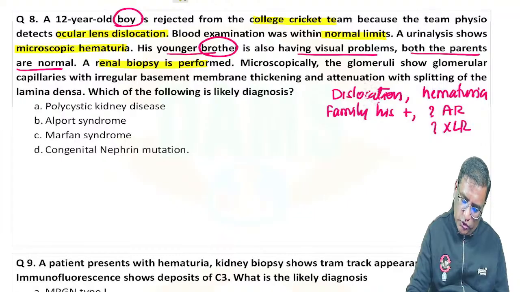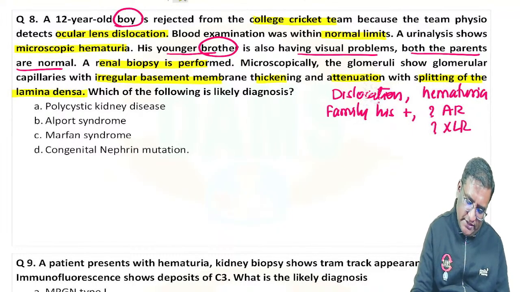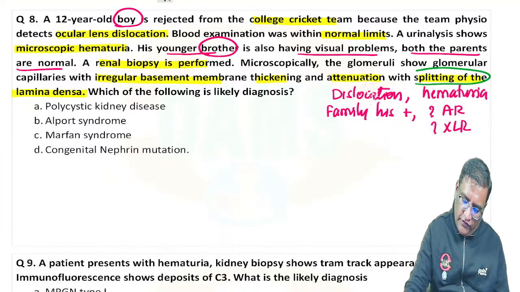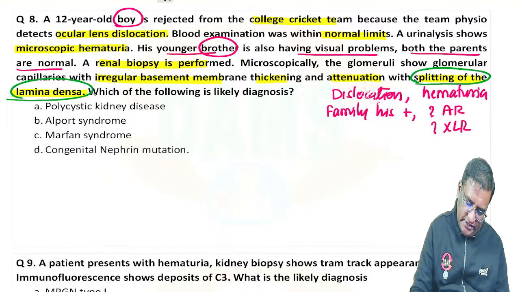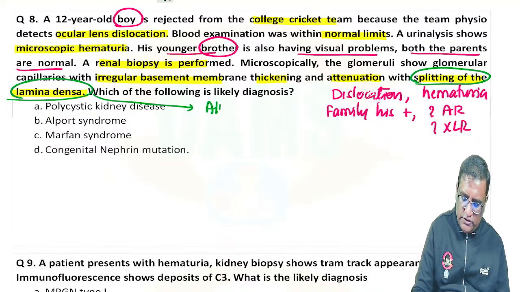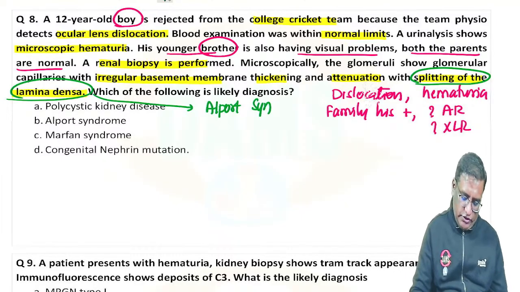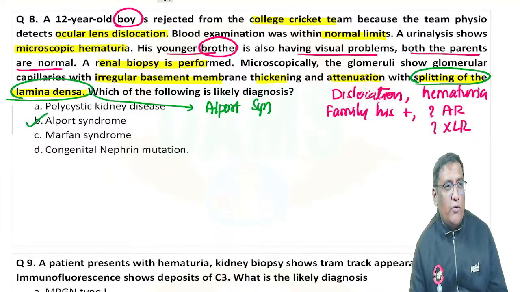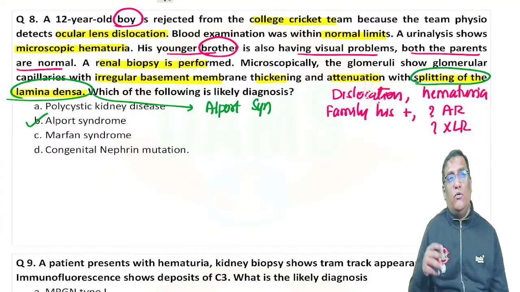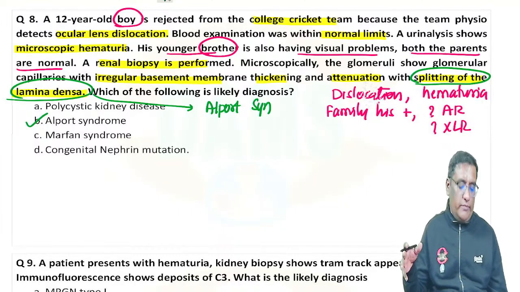Microscopically, glomeruli show glomerular capillaries with irregular basement membrane thickening and attenuation with splitting of lamina densa. This is the keyword given, splitting of lamina densa, very characteristically seen in Alport syndrome. We all studied this. Splitting of lamina densa or basket weave appearance is seen in Alport syndrome, and that is the correct answer. This is not polycystic kidney disease, which is autosomal dominant in inheritance. In Marfan syndrome, lens dislocation can happen, but no kidney involvement.